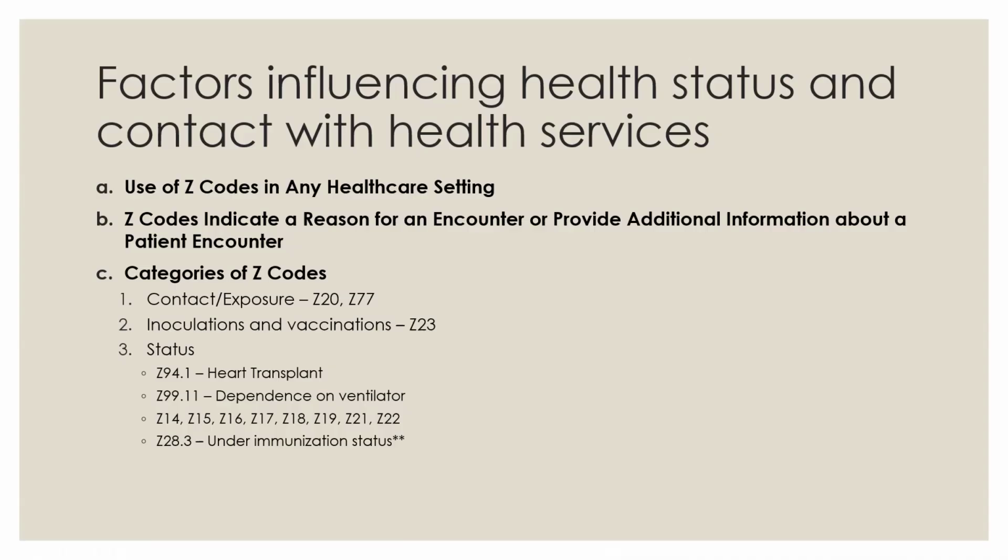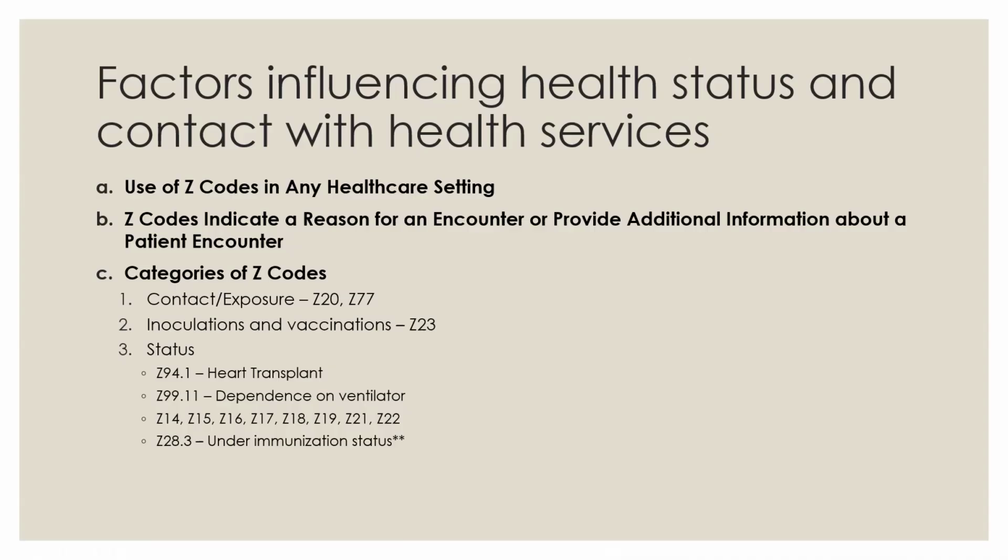A status code is distinct from a history code. History codes indicate that the patient no longer has the condition. For example, that could be a family history of a condition or even a personal history of a condition. For instance, if they are fully recovered and no longer being treated for any particular cancer, that could be a personal history of whatever that cancer is.